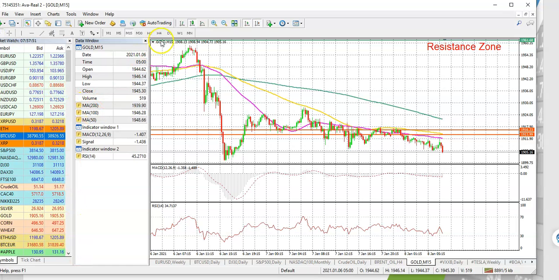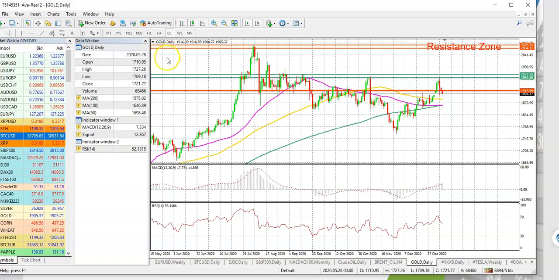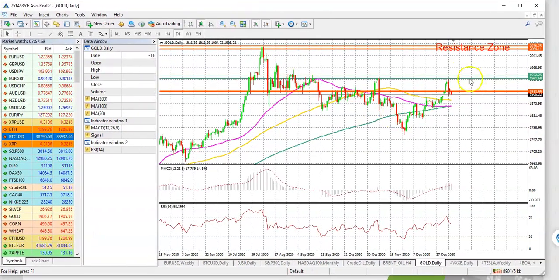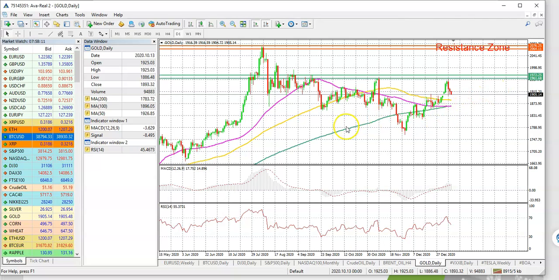Now, as always, I'm going to bring out the MT4 platform, which can be downloaded from our website, evertrade.com. Now, on the daily time frame, what we're really going to focus on, first of all, is that we need to pay attention to three different moving averages. Firstly, your 200-day simple moving average right over here, followed by your 100-day simple moving average, and finally your 50-day simple moving average.